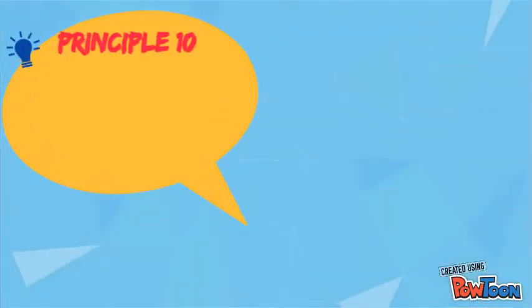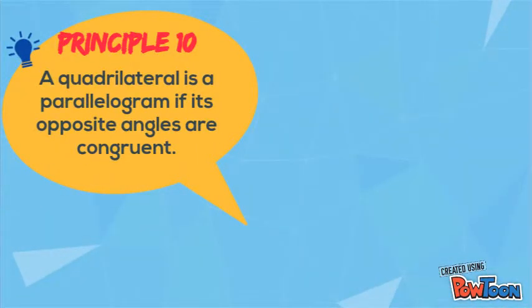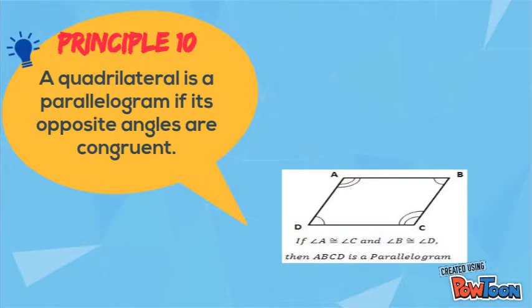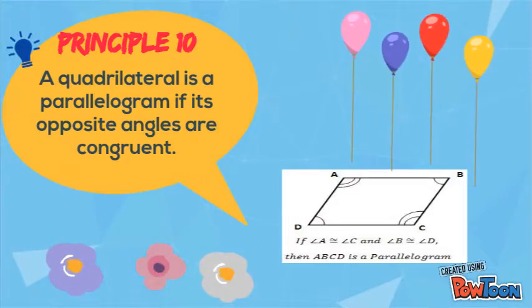Principle 10. A quadrilateral is a parallelogram if its opposite angles are congruent. If angle A is congruent to angle C and angle B is congruent to angle D, then ABCD is a parallelogram.